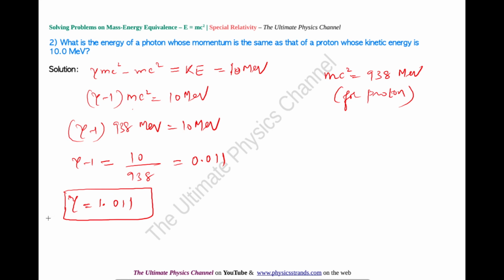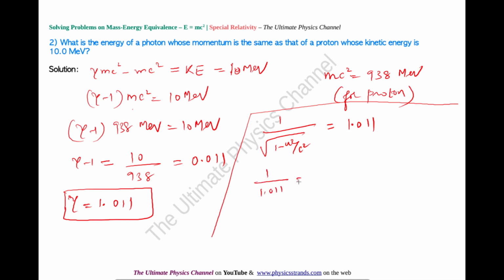Now once we know gamma, we can find the velocity of the proton moving with that gamma factor. If I do that here, 1 over square root of 1 minus u squared over c squared is equal to 1.011. So 1 over 1.011 is equal to square root of 1 minus u squared over c squared. And solving this and squaring the answer, I'm going to get 0.9895 on the left side. The right side, the square root remains 1 minus u squared over c squared.